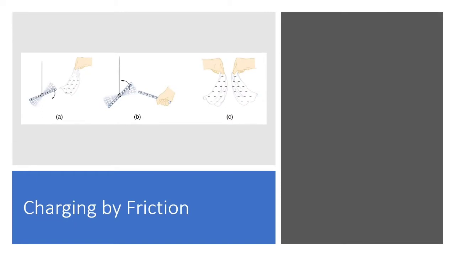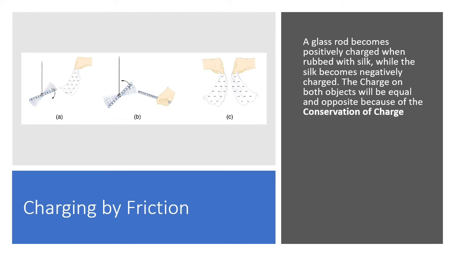Here we have a glass rod and a silk cloth. A glass rod becomes positively charged when rubbed with silk, while the silk becomes negatively charged. The charge on both objects will be equal and opposite because of the conservation of charge. So as you can see, the glass rod is attracted to the silk because their charges are opposite. The silk is negatively charged because we just rubbed off some electrons from the rod onto the silk.